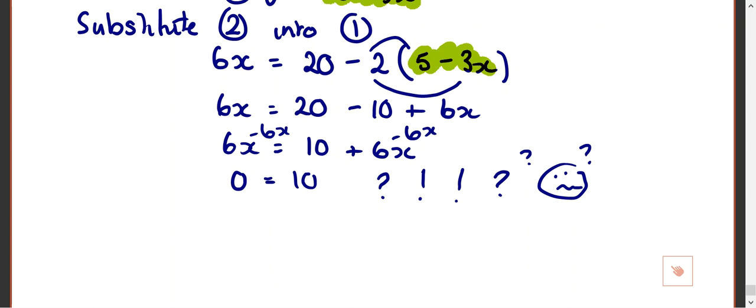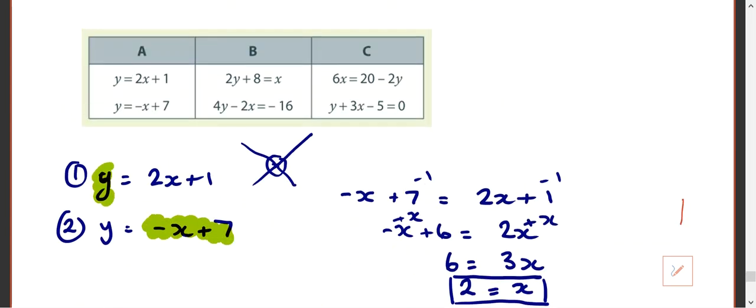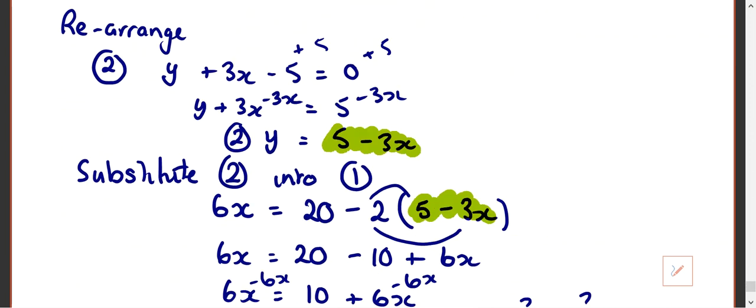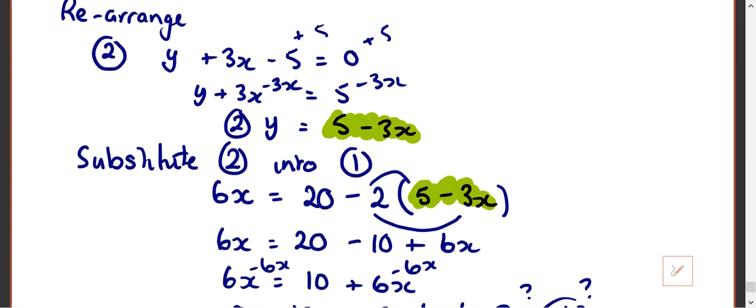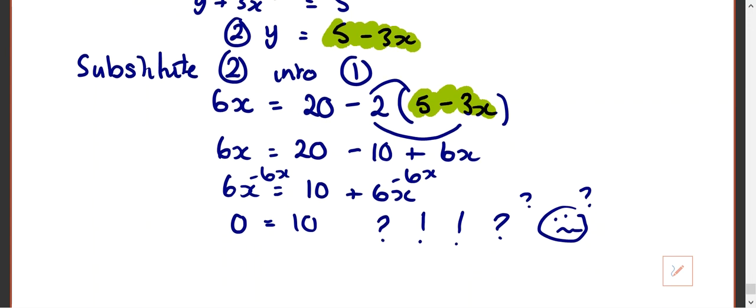Let's just check. Did we rearrange number 2 correctly? Did I write it down correctly? I think so. Yeah, I rearranged correctly. Did I substitute it into the correct one? I didn't substitute it into itself. No? All good? So we've got 0 equals 10.